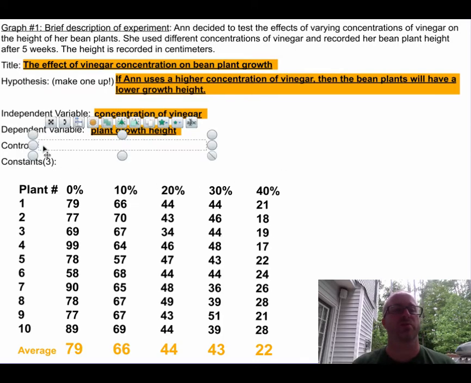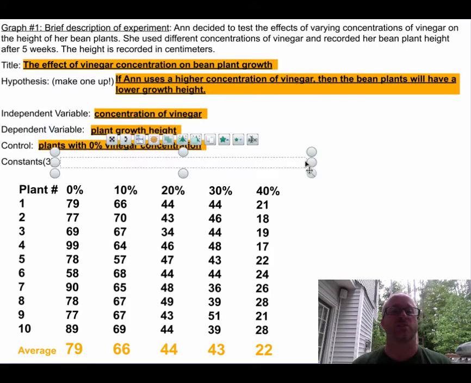How about a control? Remember, the control is what we're using to make a comparison to. Sometimes we say it's the normal one or the normal thing. Well, normally you wouldn't have any vinegar with your plants, so the zero concentration of vinegar might be the control. And then our constants: remember, when we do an experiment, everything has to be the same except for the variable that you're testing. The variable that we're testing is the concentration of vinegar, so everything else has to be the same.